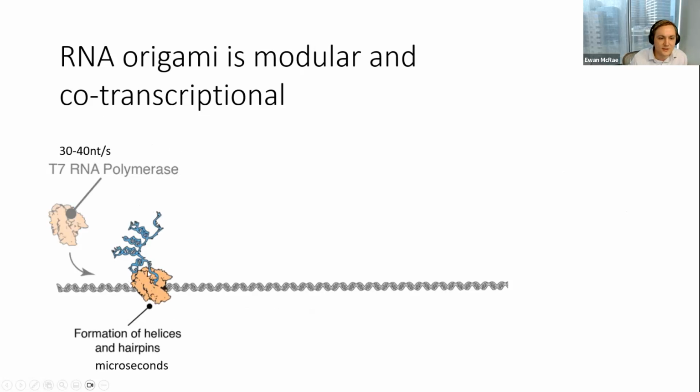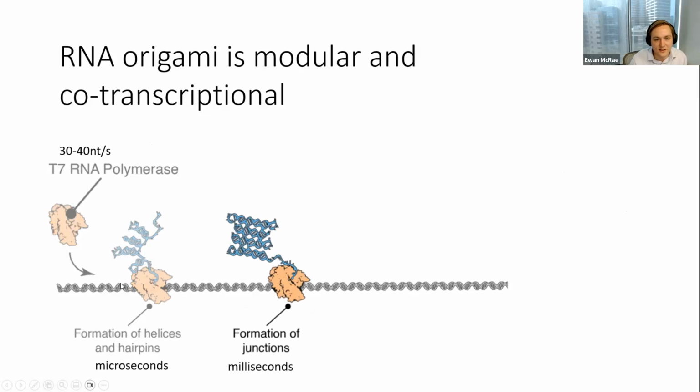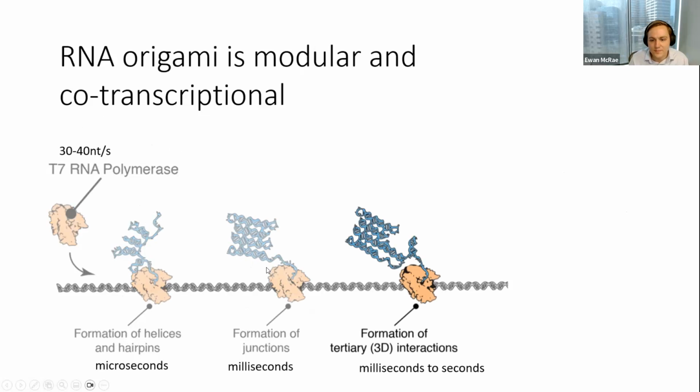So pretty much as soon as it's transcribed, we have the formation of these local helices. And then the next thing that forms are these junctions, and they can take on the order of milliseconds to rearrange into how they prefer to stack. And a bit slower than that, we have these long distance tertiary pseudoknot or kissing loop interactions that form on the order of milliseconds to seconds.